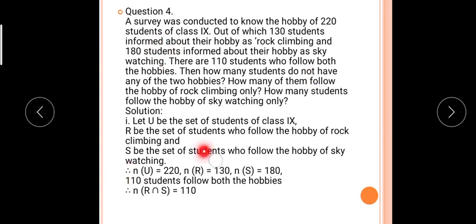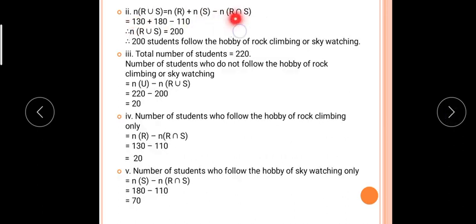Okay, so for this we have to use the formula: n(R union S) is equal to n(R) plus n(S) minus n(R intersection S). Whenever you are using a formula, whatever variables you use to denote a set, the same variable you have to use in the formula. Now substitute the values: 130 plus 180 minus 110, you will get n(R union S).